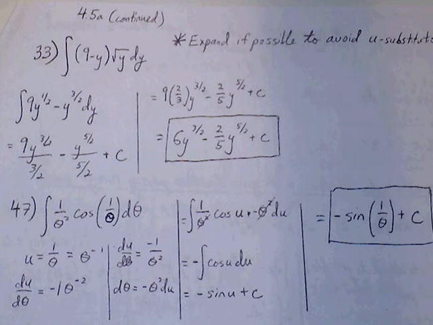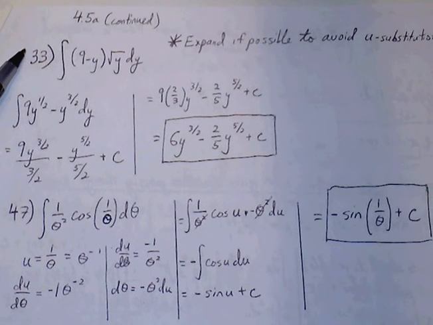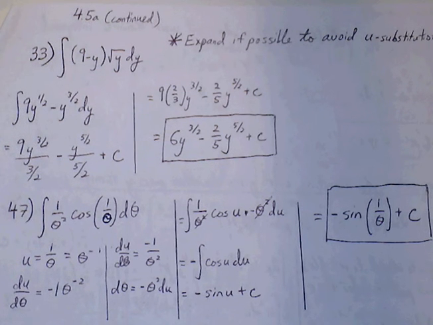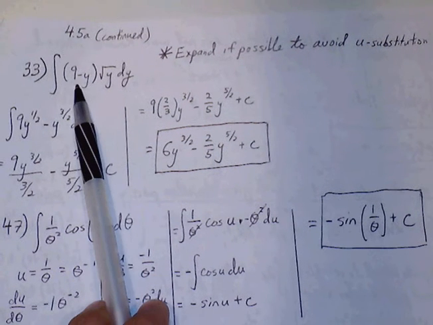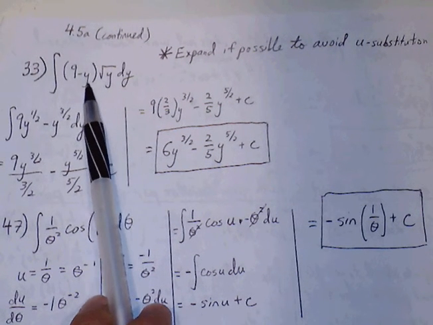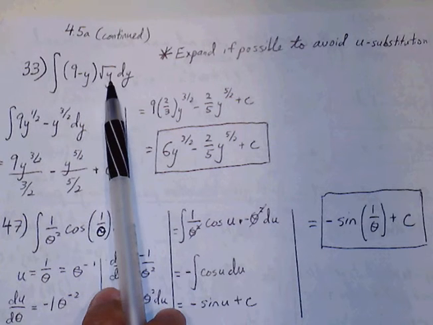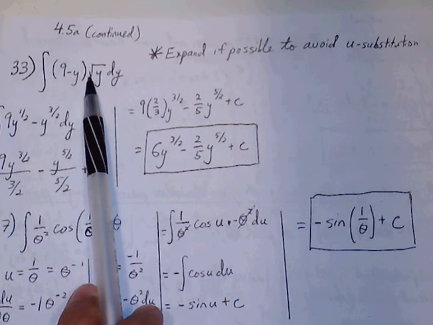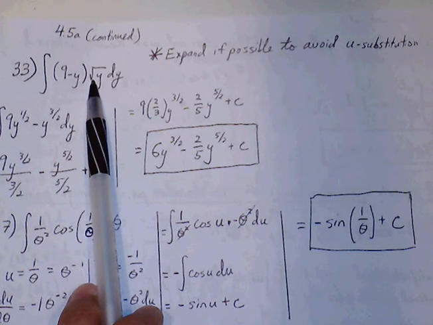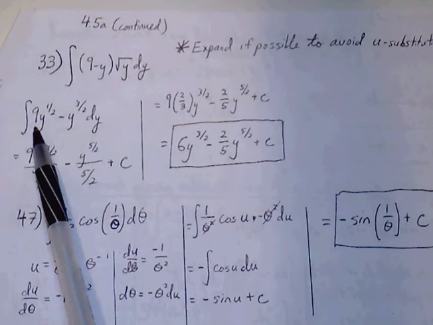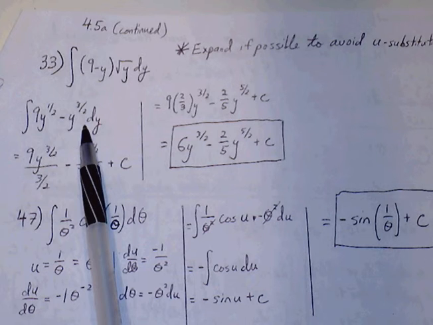Okay, we're going to continue with 4.5a, going over U-substitution problems dealing with indefinite integrals. So 33, here we see this is a simple enough problem where we don't have to go through U-substitution. We can simply expand. So when we expand, we can just distribute the square root of y through, and we simply have something that we can use power rule for.